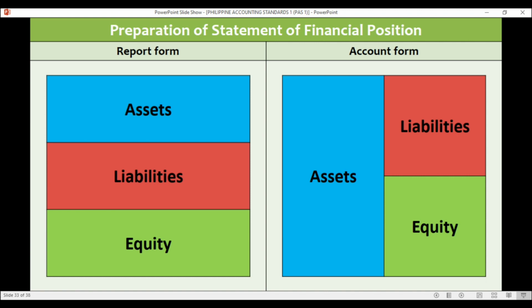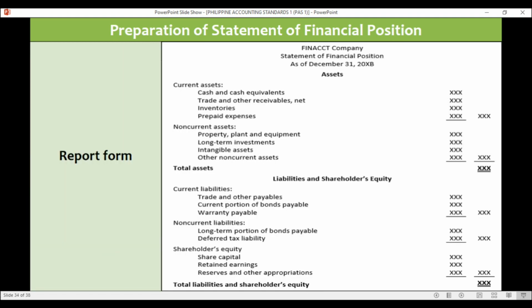but for the account form we have the 3 sections. Okay, so on the left side we have the assets and the right side liabilities and equity for the account form, but for the report form, assets on top, liabilities in the middle, then equity on the bottom part. Okay, so this is an example of the report form of preparation of the statement of financial position.